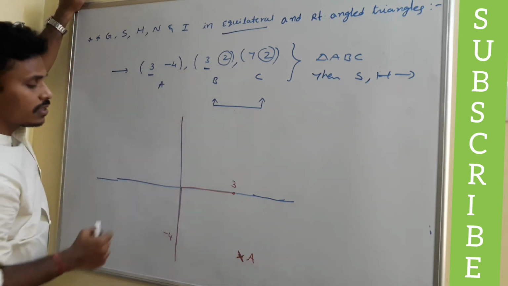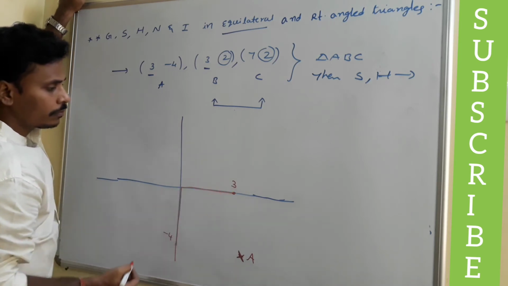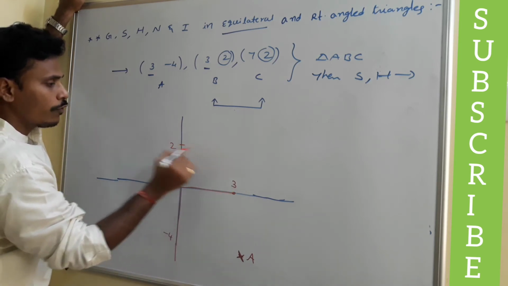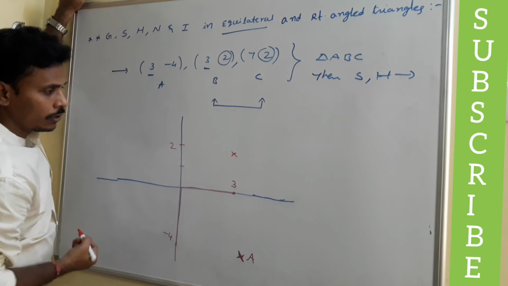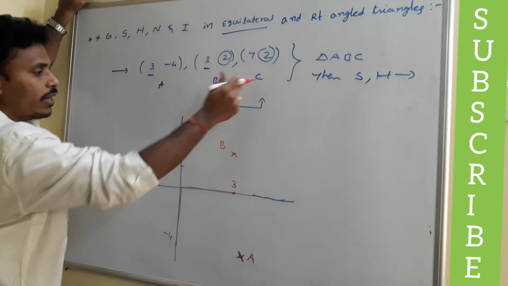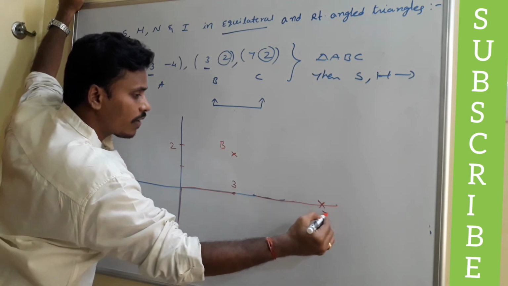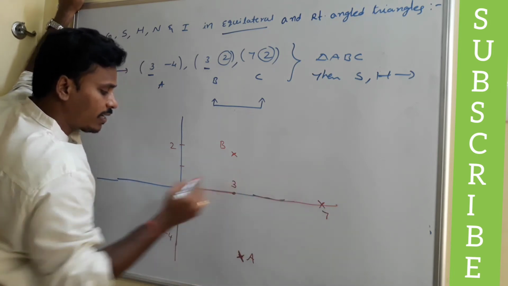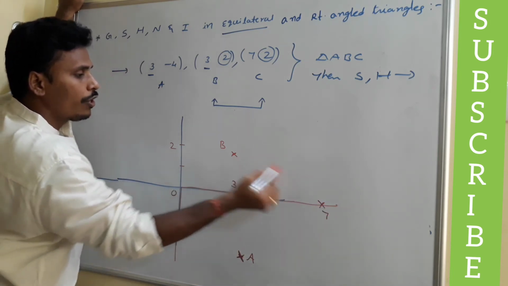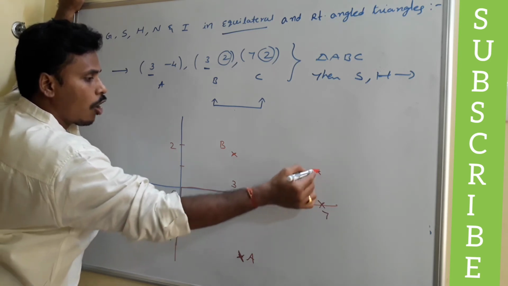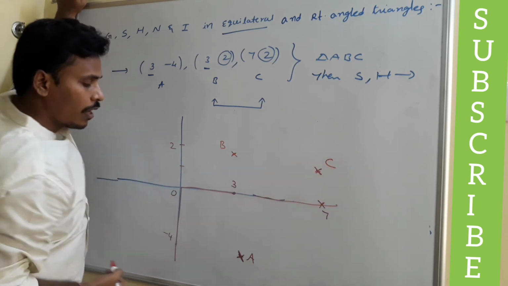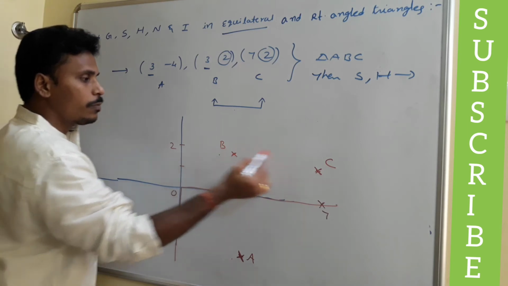Whereas the second vertex is 3 comma 2. So this is 3 and 2, meaning this is 1, this is 2. This is 3 comma 2, right? This is vertex B. And vertex C is 7 comma 2. On x-axis you need to move 7 units right side from the origin and 2 units above along y-axis to locate C.